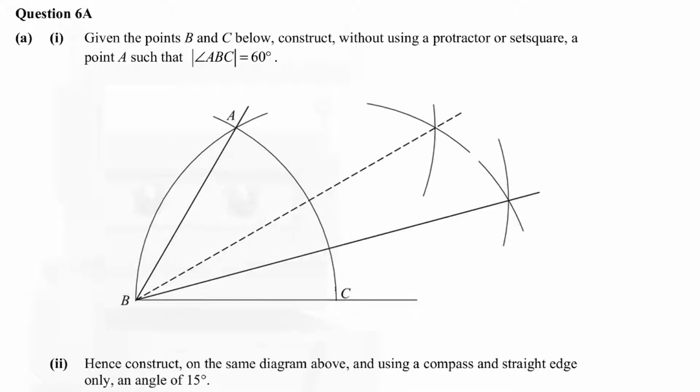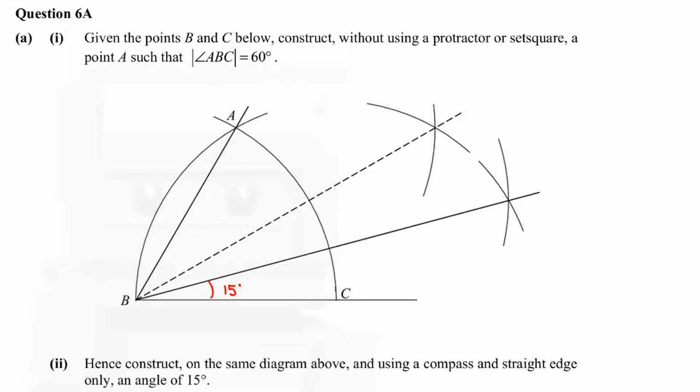So it should look something like this. The dotted line shows the first bisecting of an angle, and the second straight line lower down, that shows us our 15 degrees. It's important to clearly label, so clearly show your 15 degrees on the diagram.